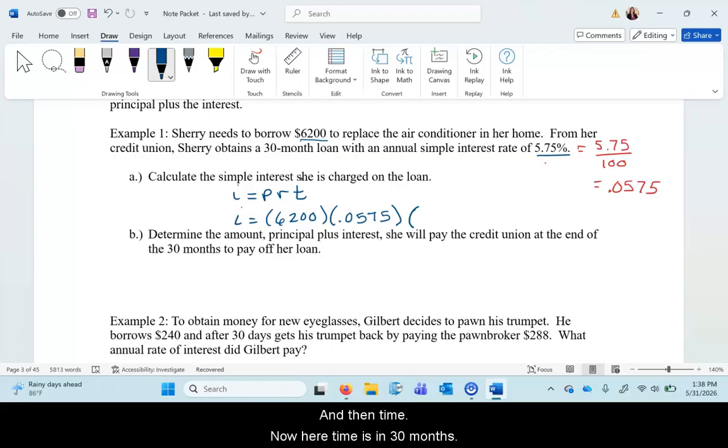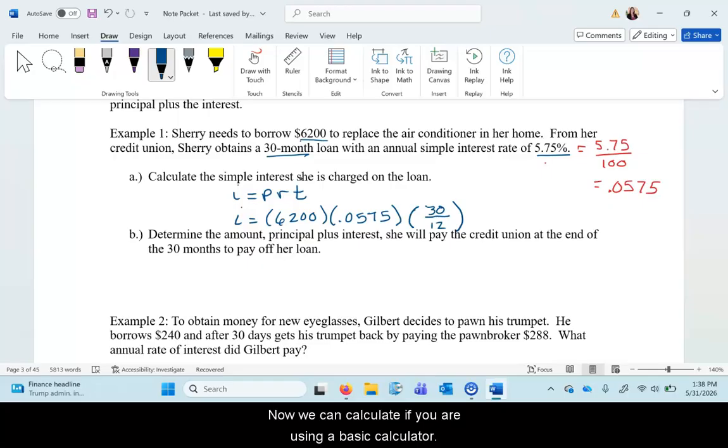And then time. Now here, time is in 30 months. But remember we said in the formula, time needs to be in terms of years. Well, how many months are there in a year? 12, right? So to express the 30 months in terms of years, you take the number of months the loan is, which is 30, and put it over 12.